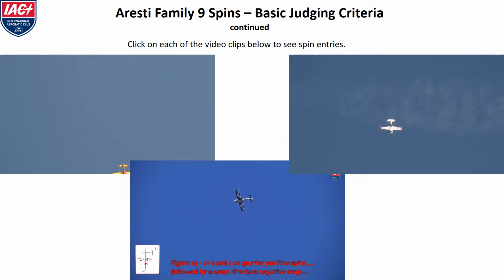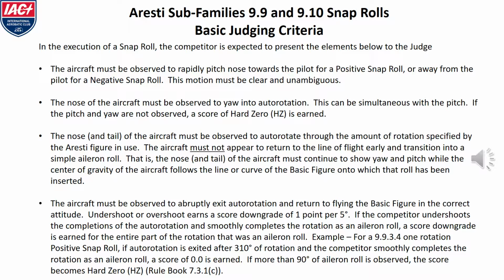Figure 14. 1 1/4 positive spins followed by a same direction negative snap. Basic judging criteria for 9.9 and 9.10 snap rolls. In the execution of a snap roll, the competitor is expected to present these elements to the judge.